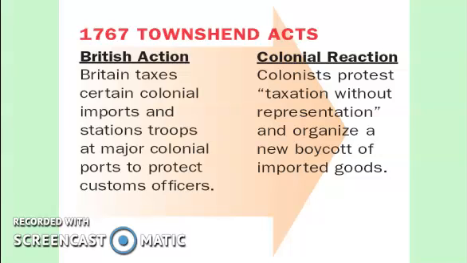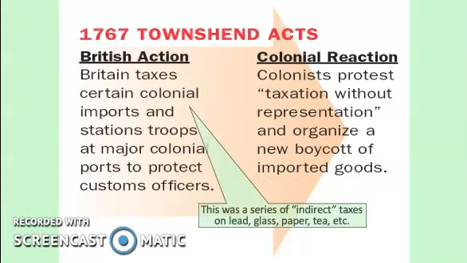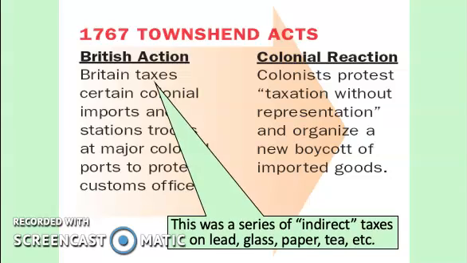Okay, you don't want us to tax paper? Okay, fine. Let's tax other stuff. And so what they're going to do is tax a series of different items. And this is, instead of a direct tax, which is what the Stamp Act was, an indirect tax, including lead, glass, paper, tea, etc. And what we see is the colonial reaction to this is, once again, we start hearing this phrase for the first time, no taxation without representation.